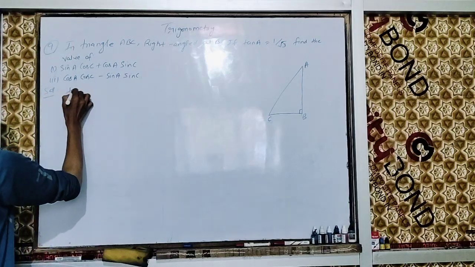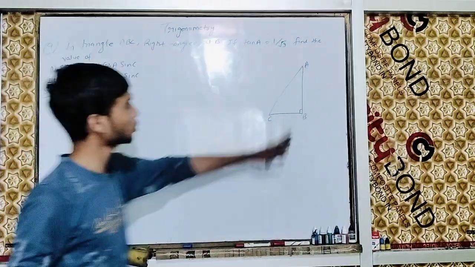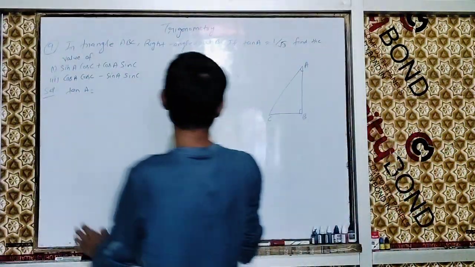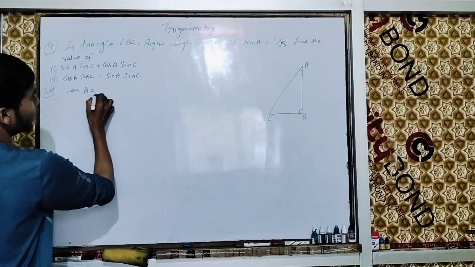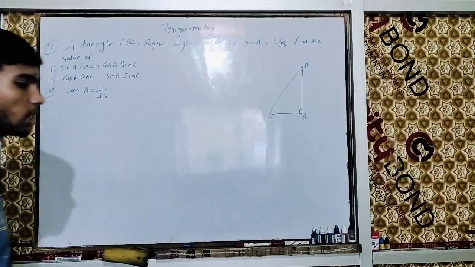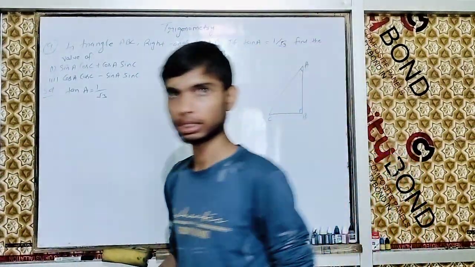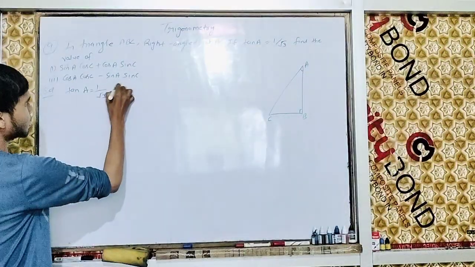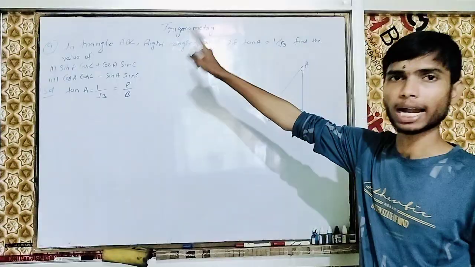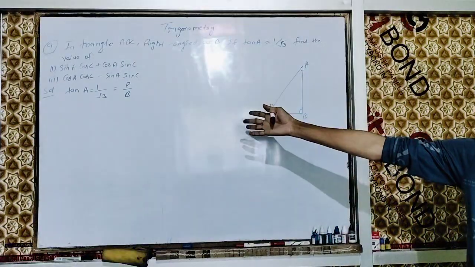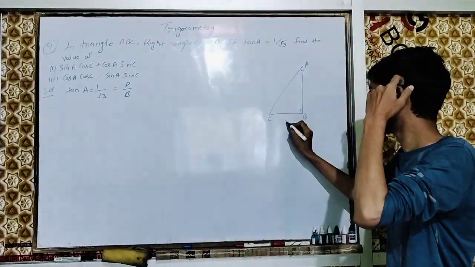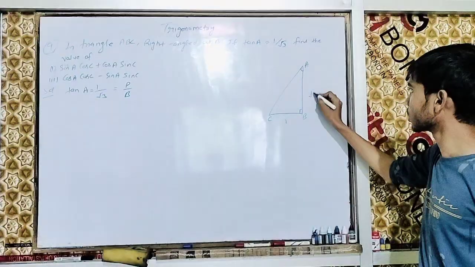Now, tan is already given. According to theta, this is the perpendicular. Tan A is nothing but 1 upon root 3. Now we know that the ratio of tan A is P upon B. Here the perpendicular is given, which is 1, and the base is given, which is root 3.